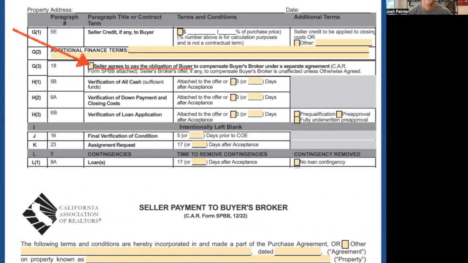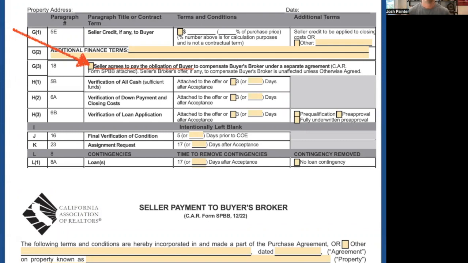Okay, friends, welcome. Today we're going to be talking about the most confusing form that I've gotten the most questions about in the last few weeks. So we're just going to settle this once and for all. This is about form SPBB. That stands for Seller Payment to Buyer's Broker.